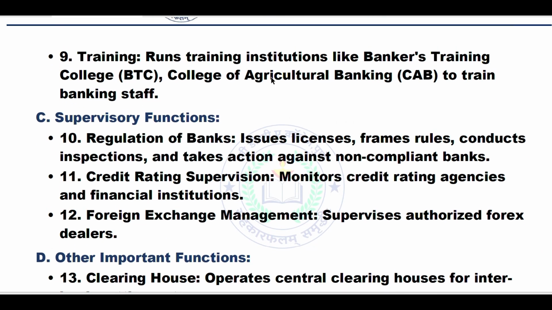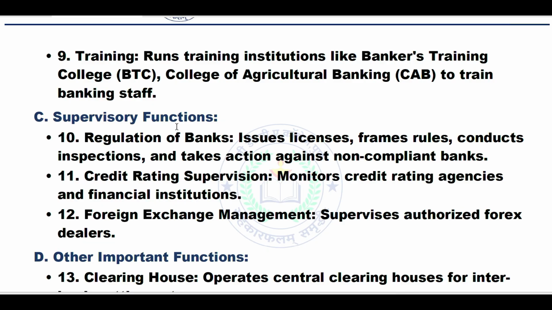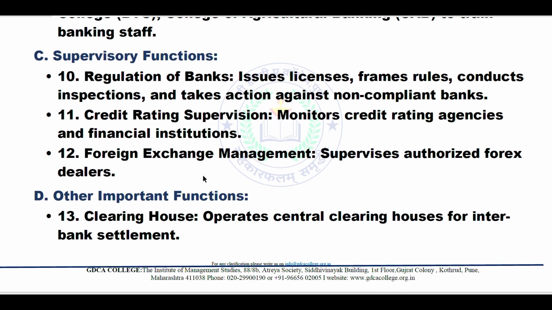Training: runs training institutions like Bankers Training College, that is BTC, and College of Agricultural Banking, that is CAB, to train banking staff. Supervisory functions: regulation of banks, issues licenses, frames rules, conducts inspections, and takes action against non-compliant banks. Credit rating supervision: monitors credit rating agencies and financial institutions. Foreign exchange management: supervises authorized forex dealers.